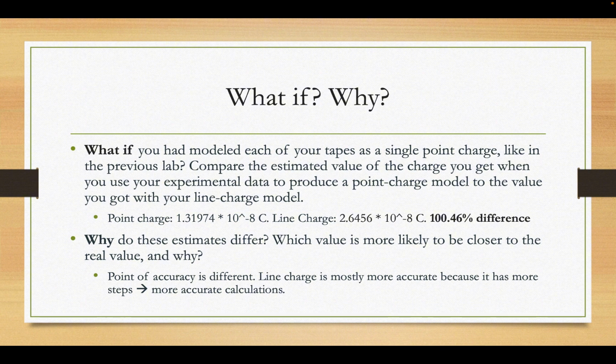But why do these estimates differ? Which value is more likely to be closer to the real value, and why? So these estimates differ because both of these models choose a different way of calculating it. Our line charge is mostly more accurate because in its way of calculating it, we have more steps in our calculation, so it could be producing more accurate results.